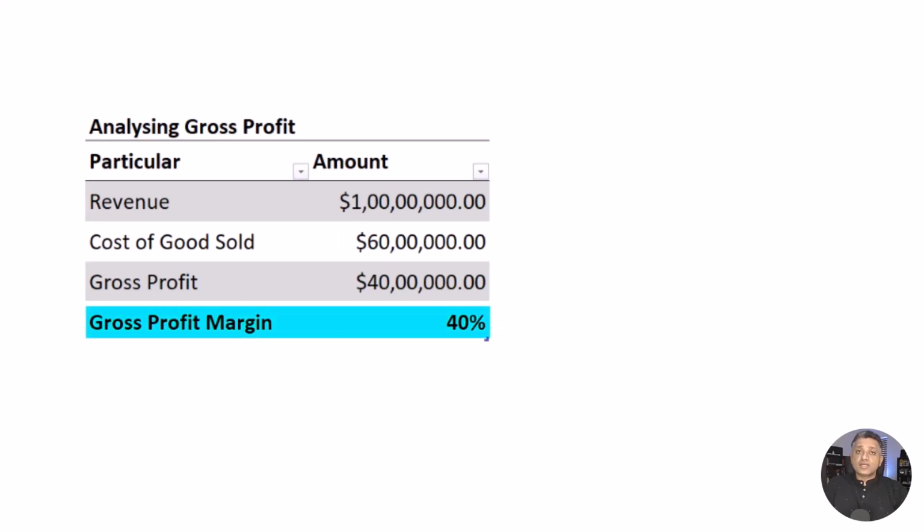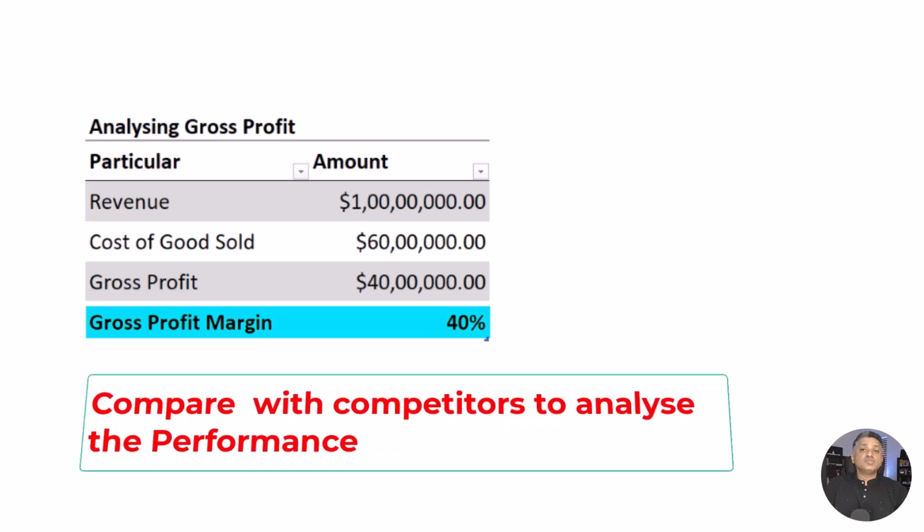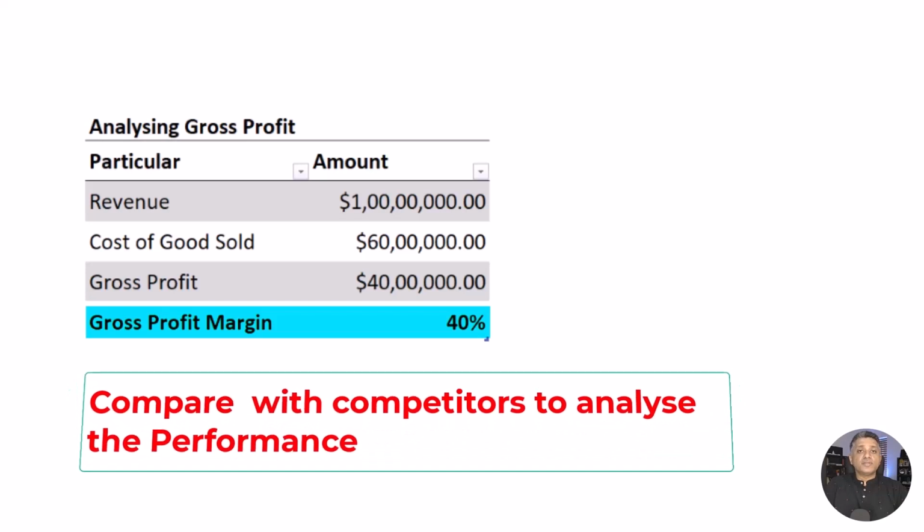Third, analyzing the gross profit. A gross profit margin of 40% is considered healthy for a retail company. We can also compare the company's gross profit margin to industry benchmarks to see how it compares to its competitors.